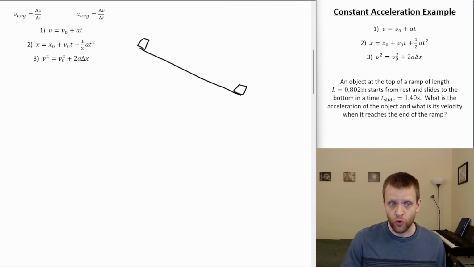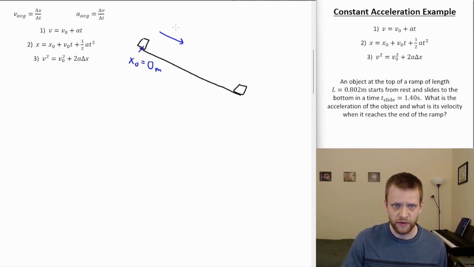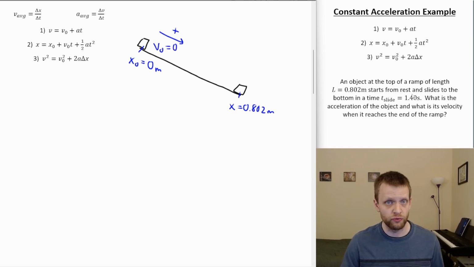We're defining our coordinate system such that we're starting from position 0 meters. We're calling down the ramp the positive direction, and at the bottom of the ramp, that distance is 0.802 meters. We also know that we're starting with an initial velocity of 0. We are starting from rest.